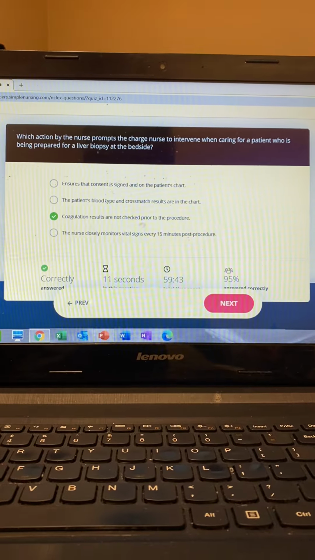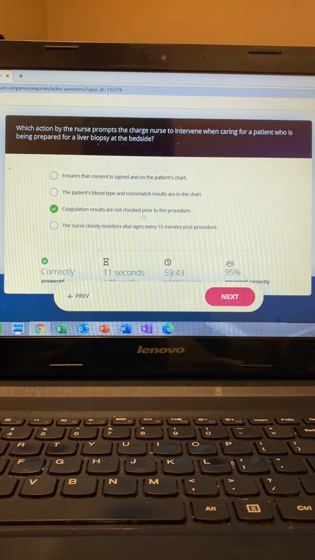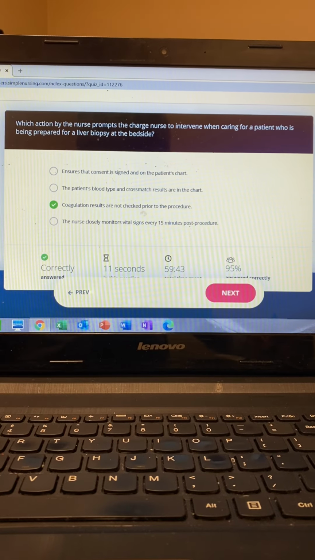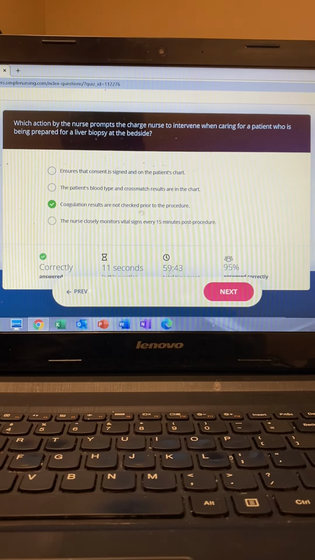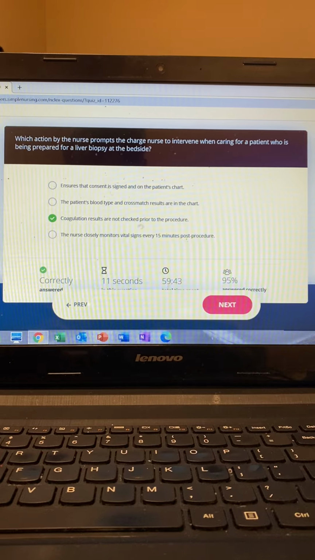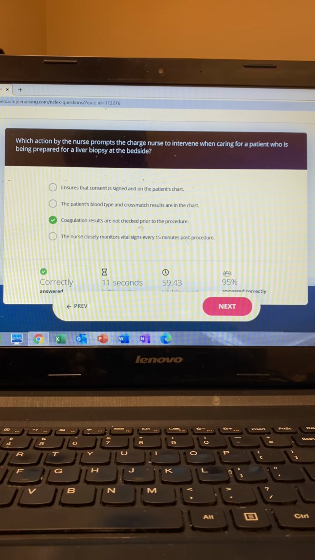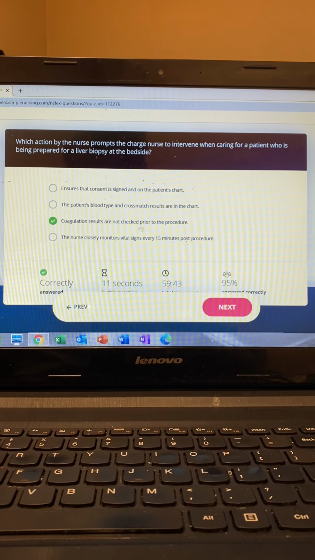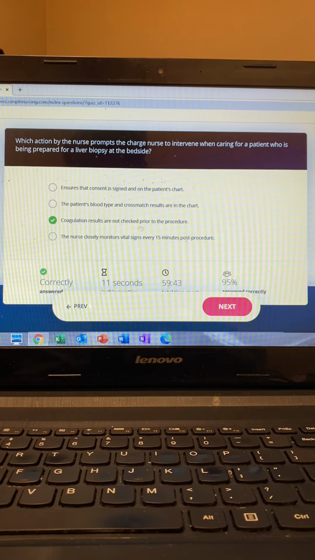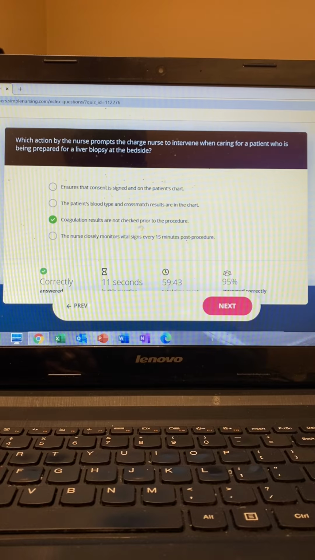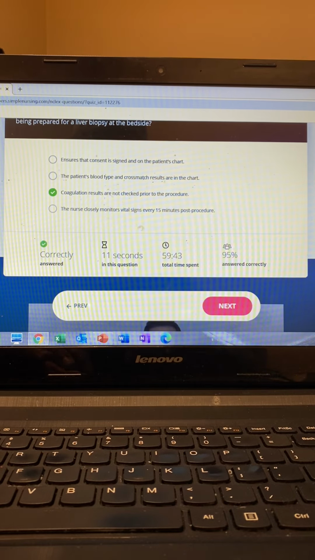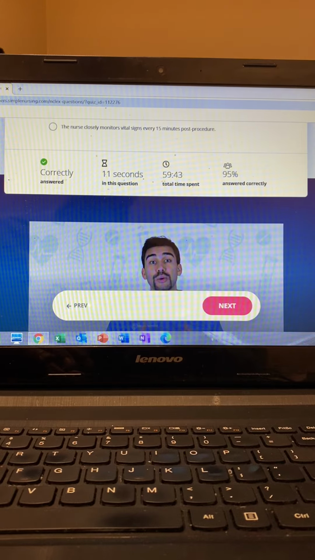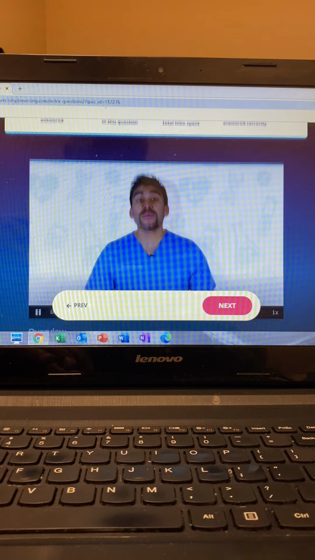So option number 1 and 2 are incorrect here. So consents are always signed before procedures, and option 2, type and cross, should be done before the procedure. So guys, we're looking for the wrong answer, remember that. So option number 3, we have to choose, because coagulation studies need to be checked prior to the procedure for risk of bleeding. And option number 4, we have to throw out, because vital signs should be closely monitored during this procedure. Okay, that wraps it up.